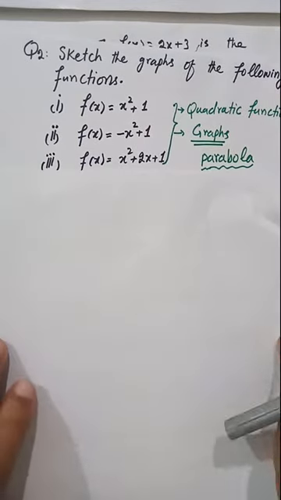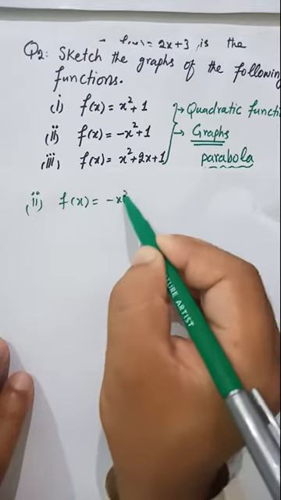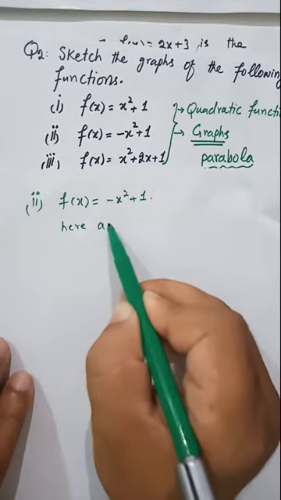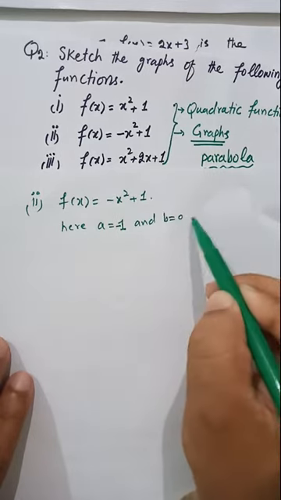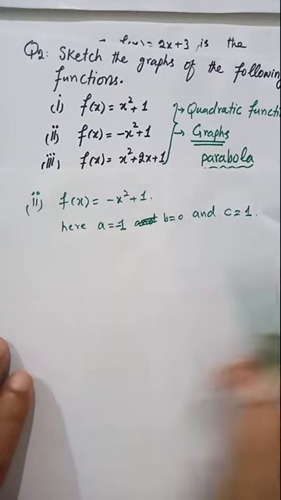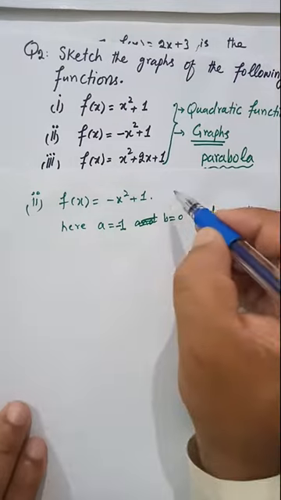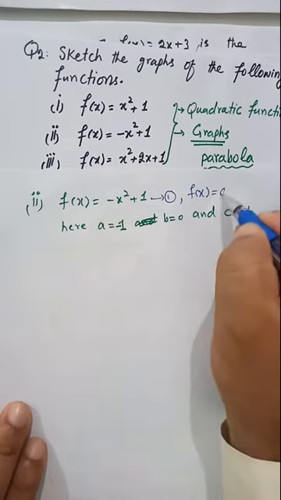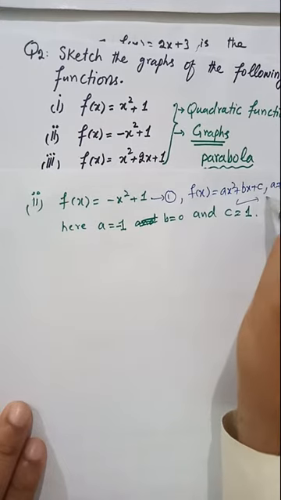f of x is equal to, part number 2, f of x is equal to minus x square plus 1. So here a is equal to minus 1, b is equal to 0, and c is equal to 1. When you compare this with the general form ax square plus bx plus c, let's say this is 1, and the general form is f of x is equal to ax square plus bx plus c, where a is not equal to 0, so let's say this is 2.